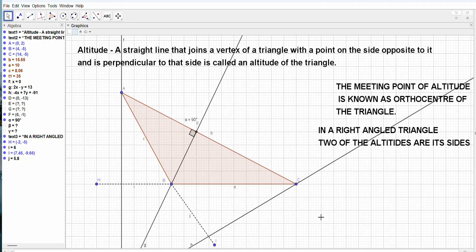The median of a triangle is a straight line that joins a vertex of a triangle to the midpoint of the side opposite to it. And an altitude is a line which joins a vertex of a triangle to the opposite side, making a perpendicular at the intersection point, isn't it? Moreover, the meeting point of the medians of a triangle is known as the centroid of the triangle, and the meeting point of the altitudes is known as the orthocenter of the triangle.